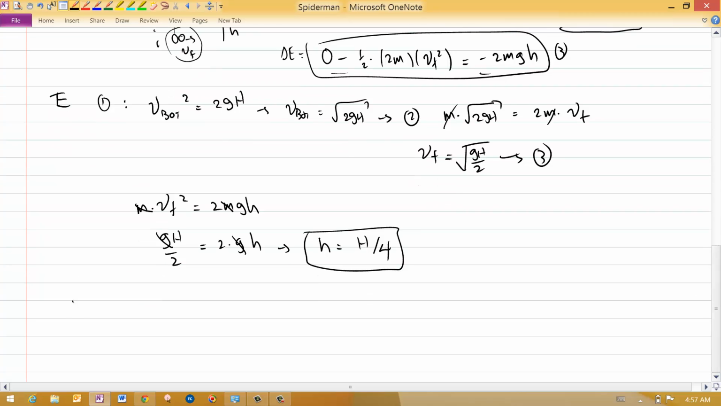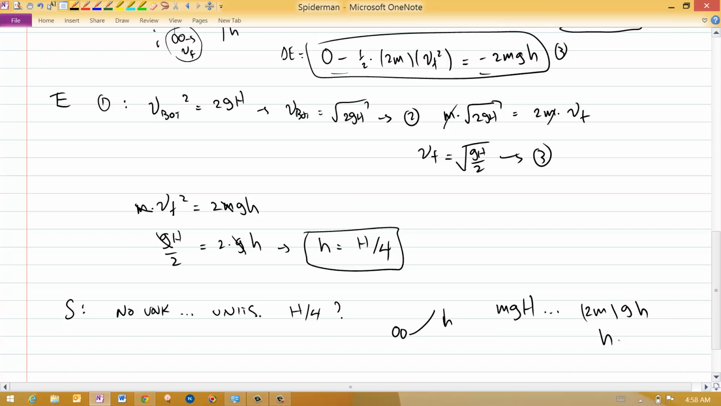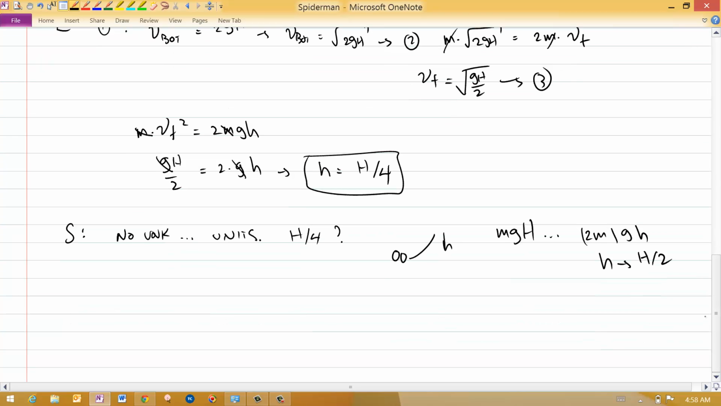And now we do the skeptic review. There are no unknowns, and the units are fine. Those are the first 2 checks you always do. But h divided by 4 is interesting. I do have 2 objects that are being raised a height little h. So if I think of mgh as the initial energy budget for the system, if I take that same mass, I double it, so I have 2m times g times little h, you could think to yourself that little h should be capital H divided by 2, because I've got 2 masses that I'm lifting up.